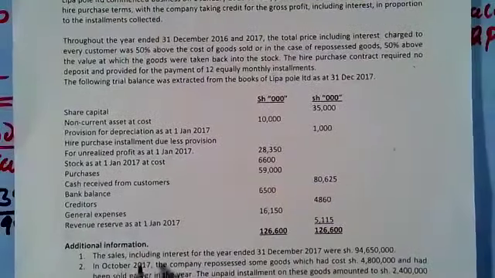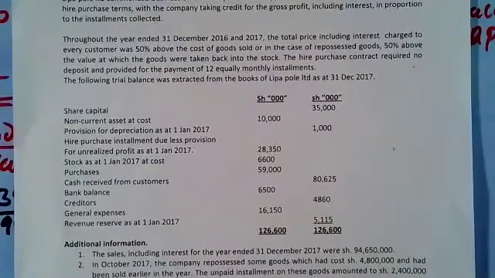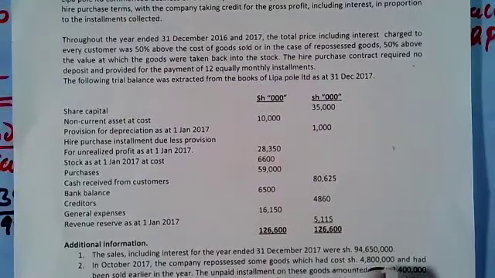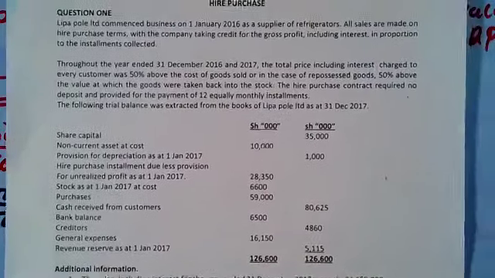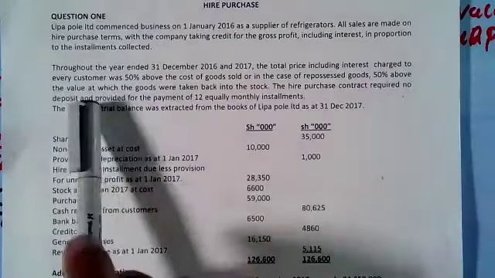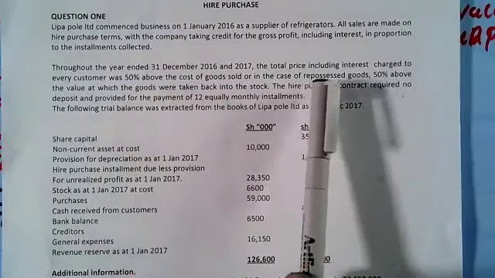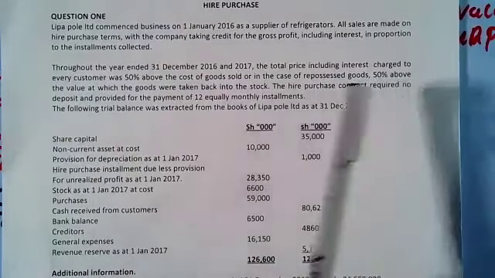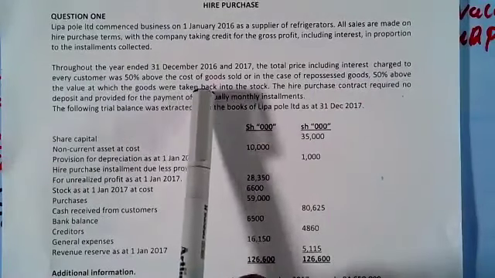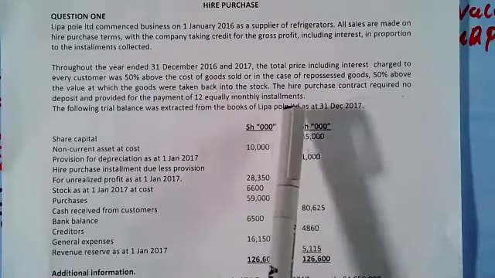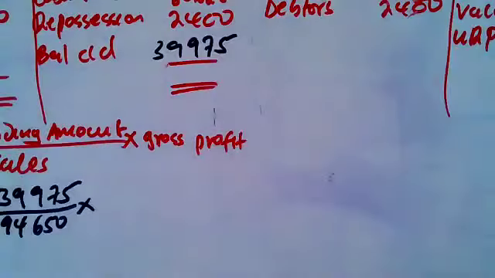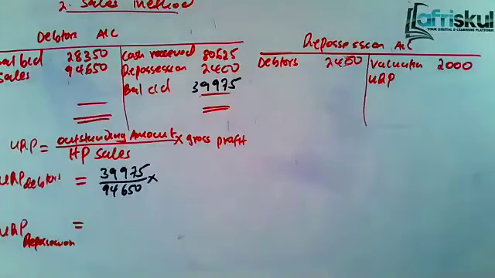That is number 1. The sales including the interest for the year ended 1st December 2017 was that. But there is something you were told here. The second paragraph says that throughout the year ended 1st December 2016 and 2017, the total price including interest charged to every customer was 50% above the cost of goods sold. So if you want to get the gross profit, this is what you do.